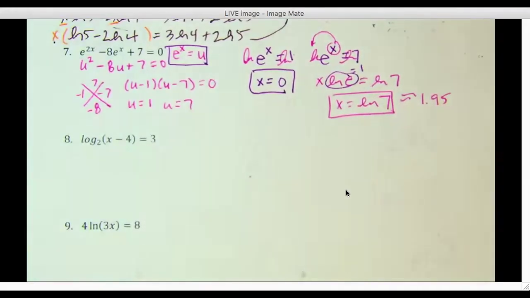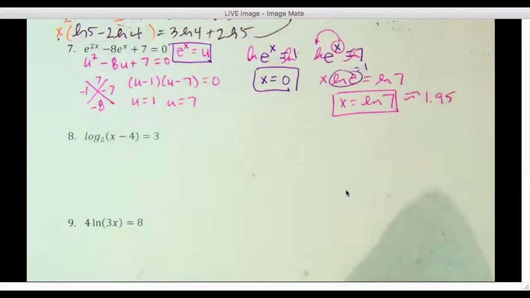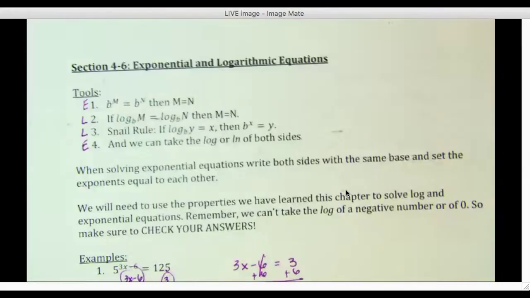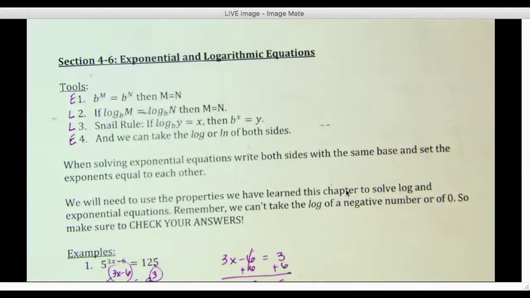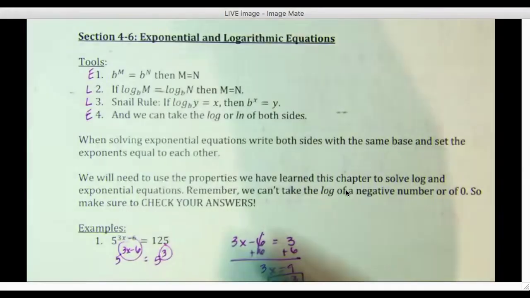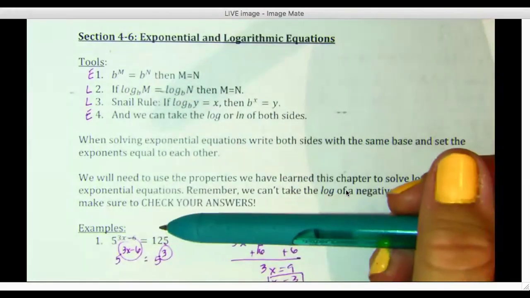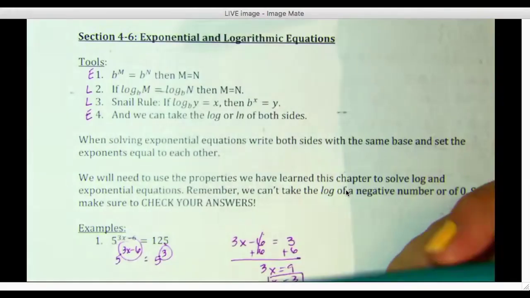So those are all of the exponential equations. Now, these last 4 examples here are log equations. And so flipping back to the previous page, we're going to be using numbers 2 and 3. So for number 2, I have log base b of m equals log base b of n. This is kind of like our plan A for exponential equations. This is our plan A for log equations.